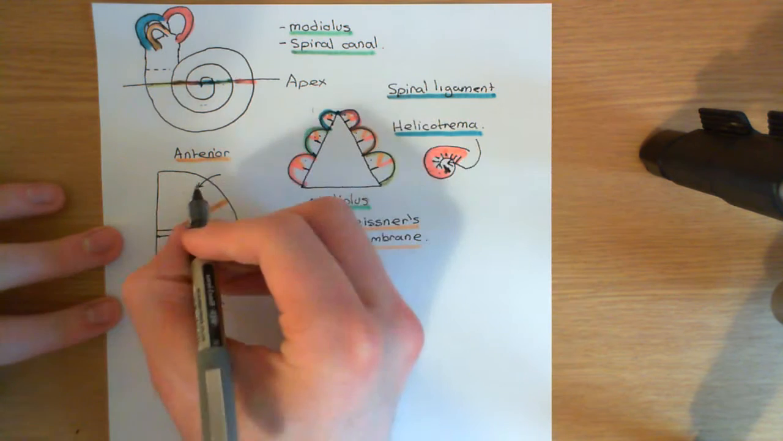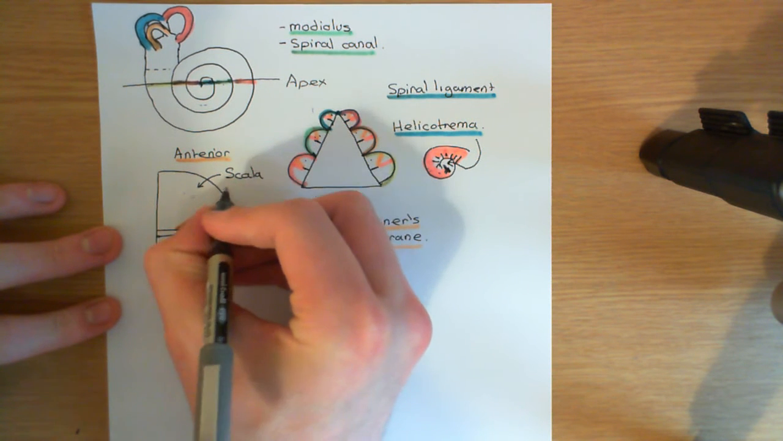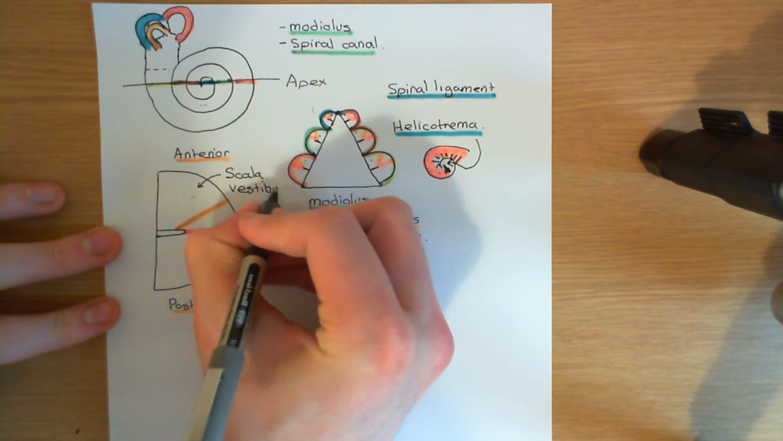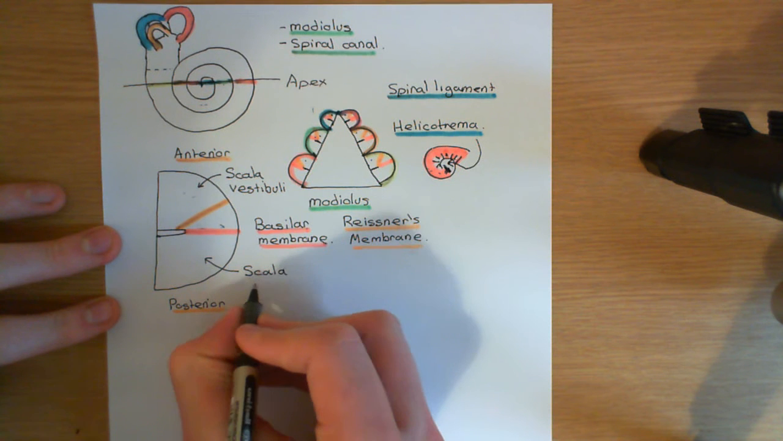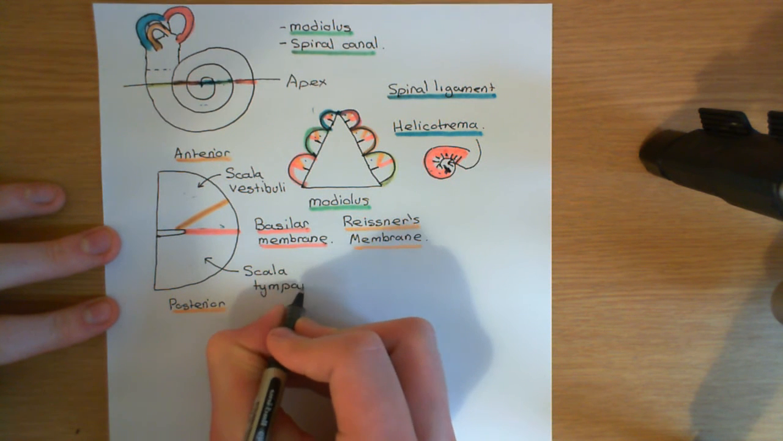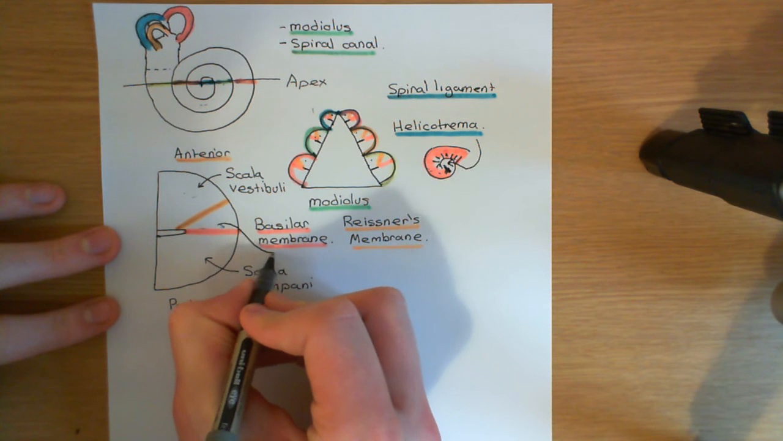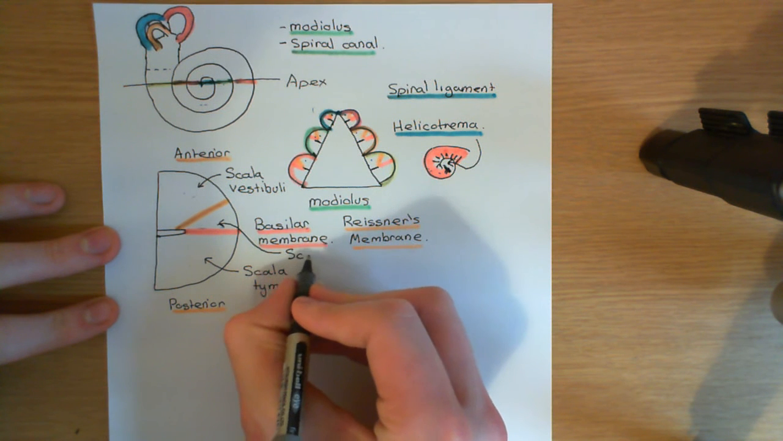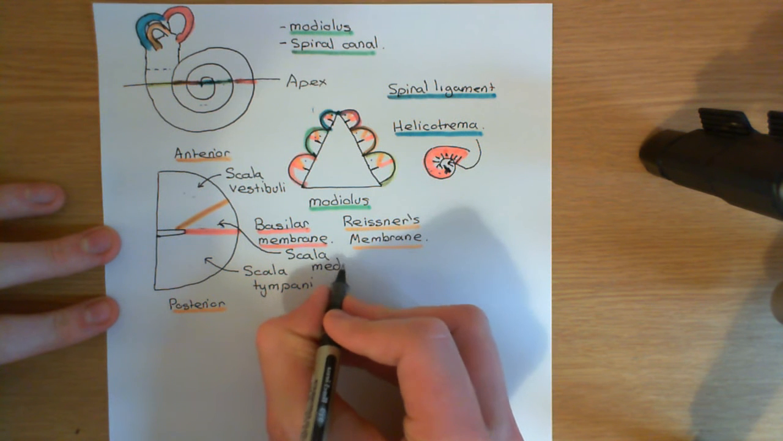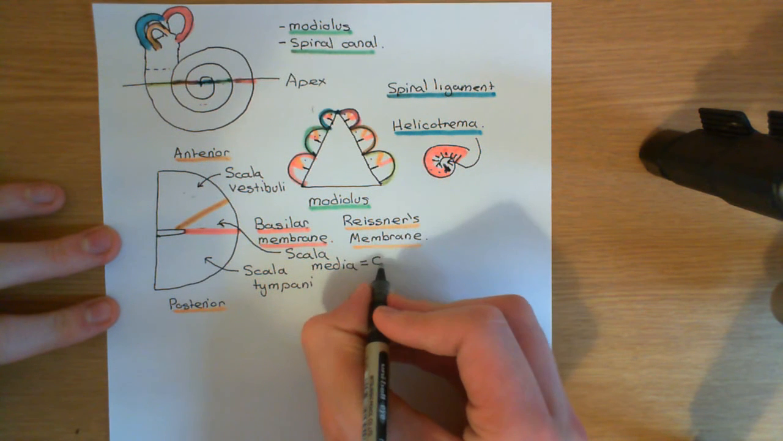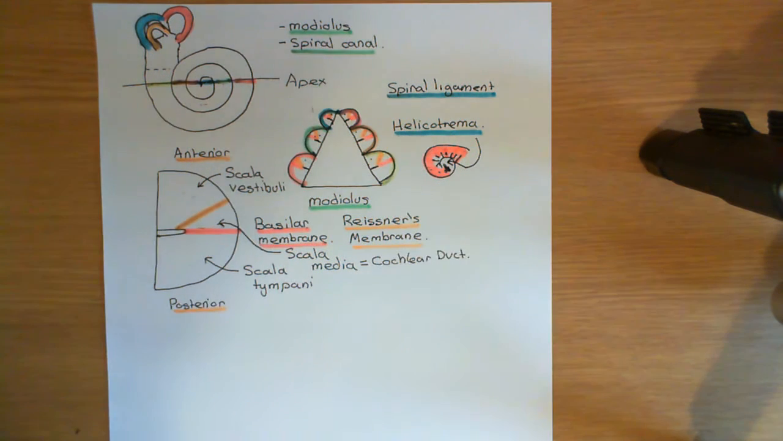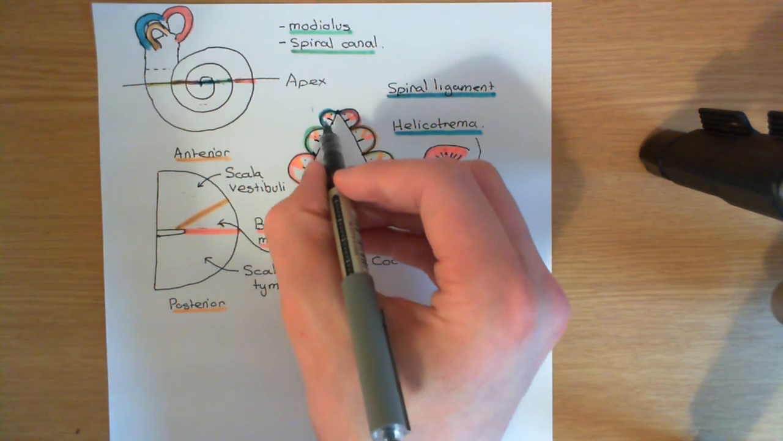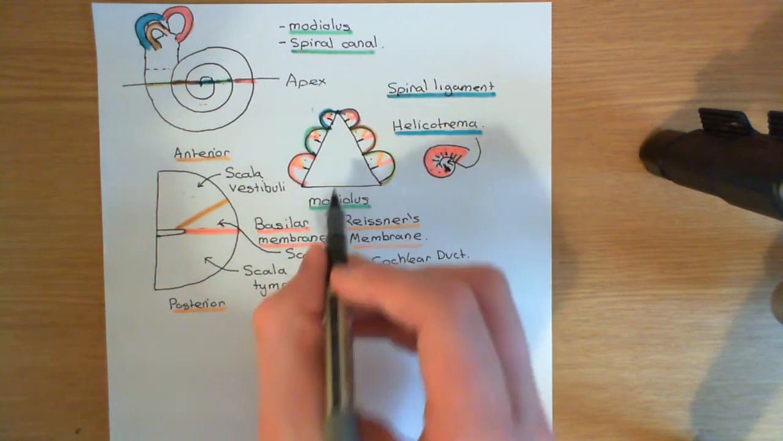So, the front compartment in all of these cases, so this compartment, this compartment, this compartment, this compartment, this compartment, and this compartment, this is known as the scala vestibuli. So that's the scala vestibuli compartment. The posterior compartment, this is known as the scala tympani compartment. Okay? And then finally, the middle compartment here, this has multiple different names. This is known as scala media, for middle compartment, but it's also called the cochlear duct. So you can hear it referred to as either scala media or the cochlear duct, and they refer to the exact same thing. Okay, right, so you've got the cochlear duct then going all the way round the spiral canal.